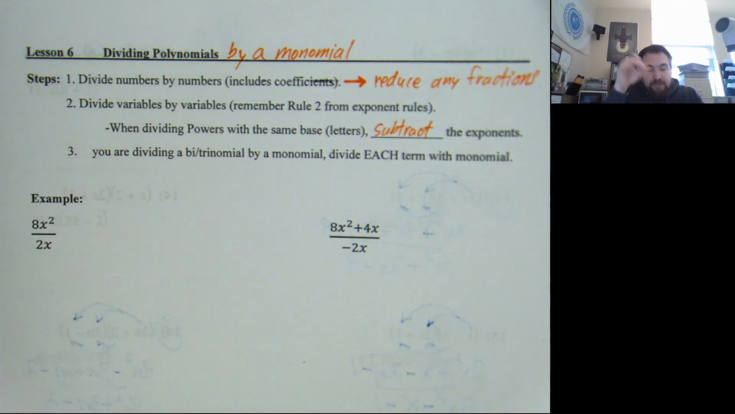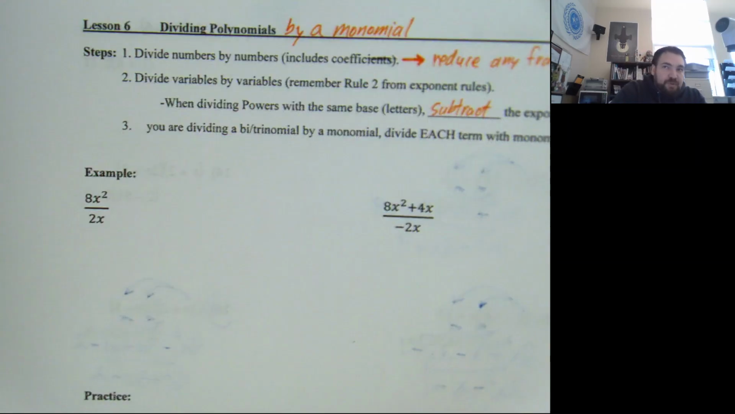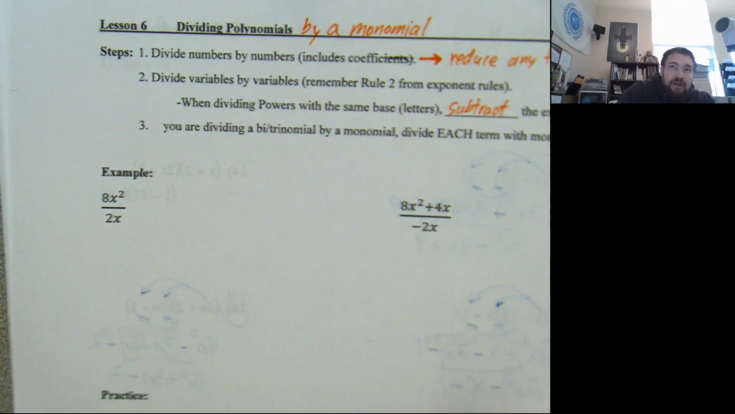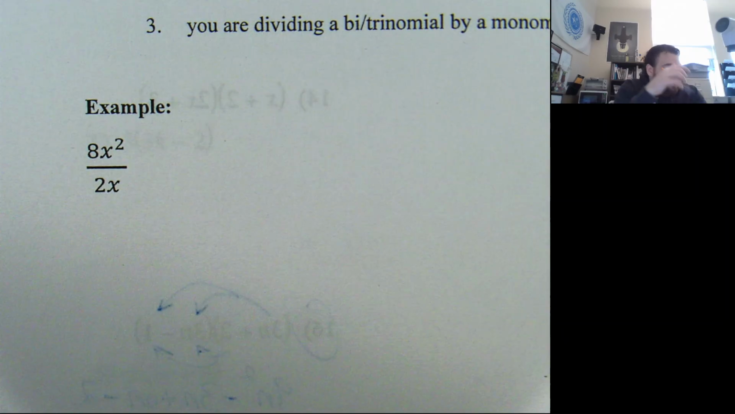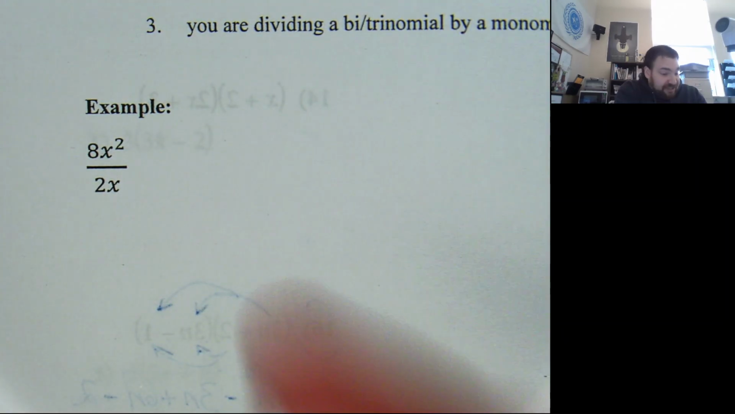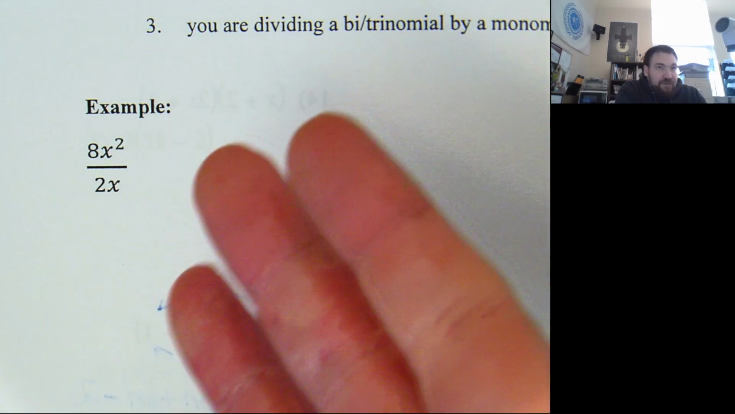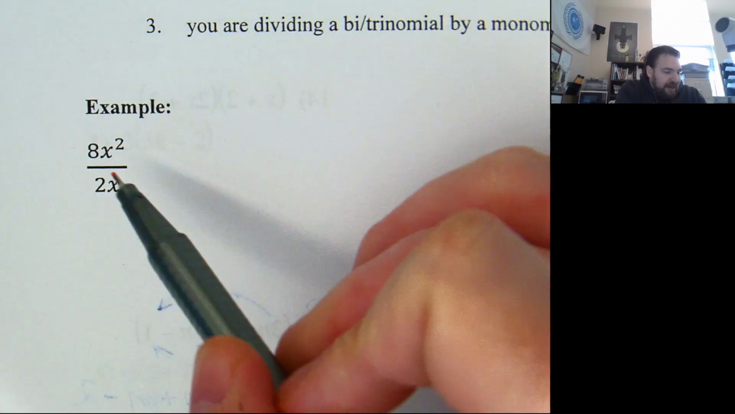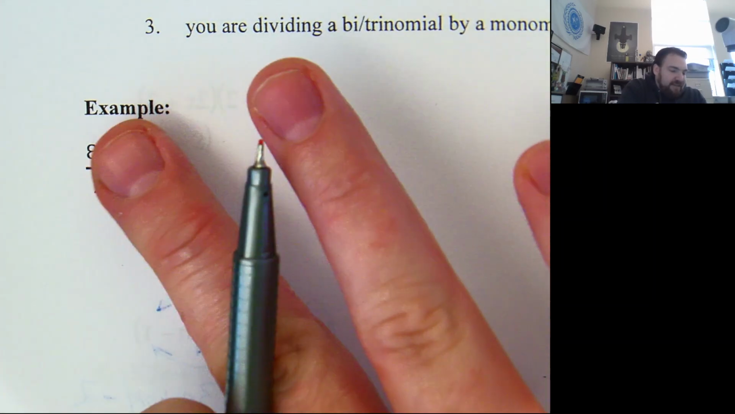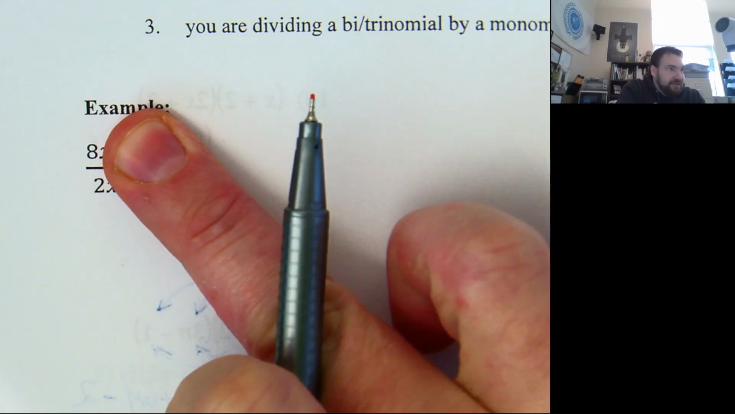So I'm going to do 3 examples and we're going to call it. First one is this. I got 8x squared divided by 2x. This is exactly the kind of question, a really simple version of a question I gave you on your exponents unit test. I've got 8x squared over 2x. And again, we want to isolate each piece. I've got 8 divided by 2 is? 4.